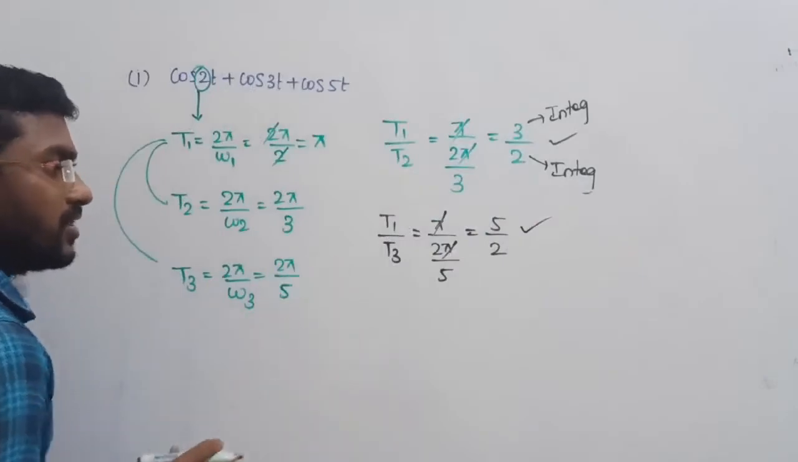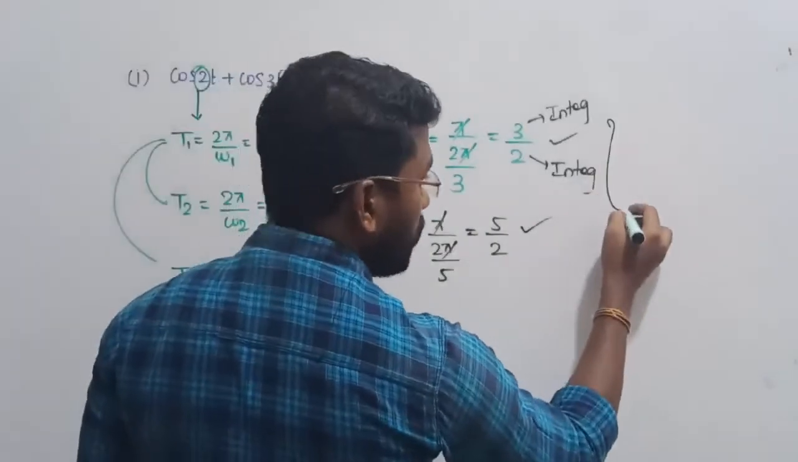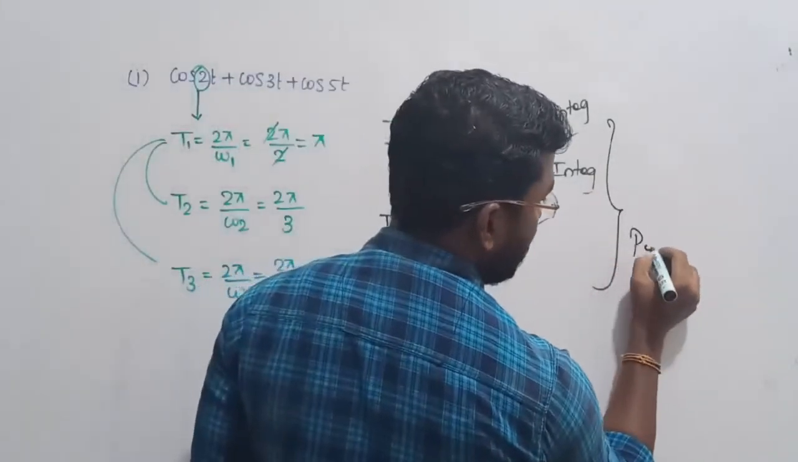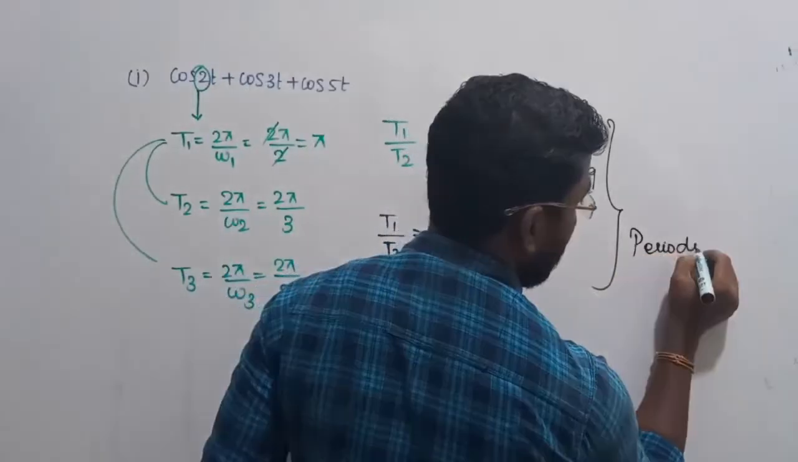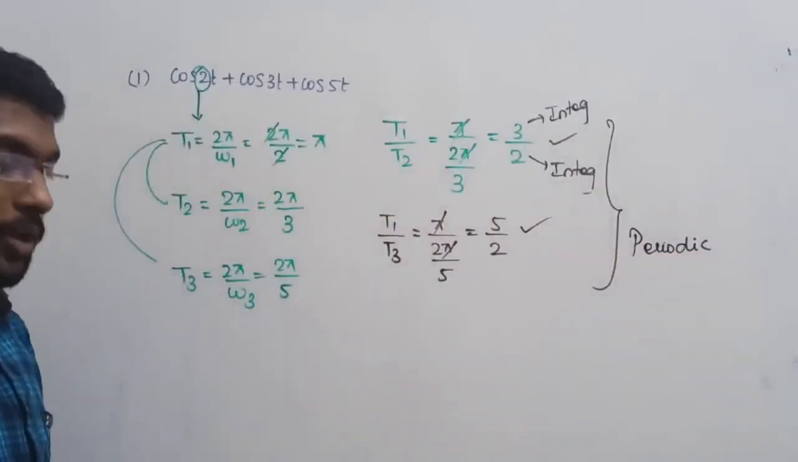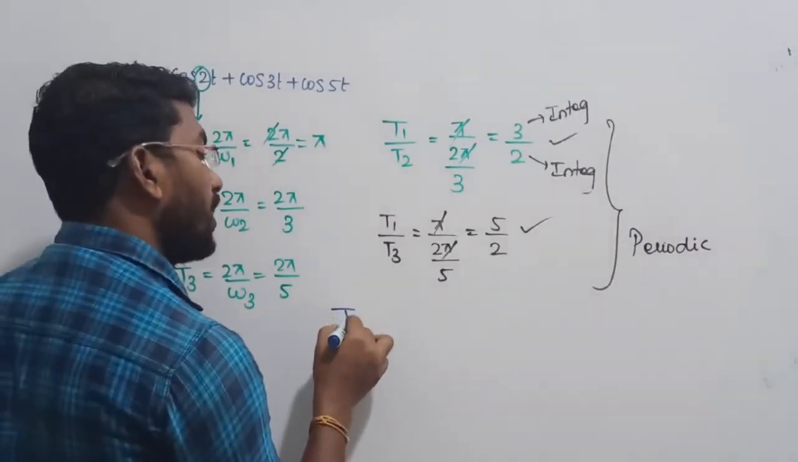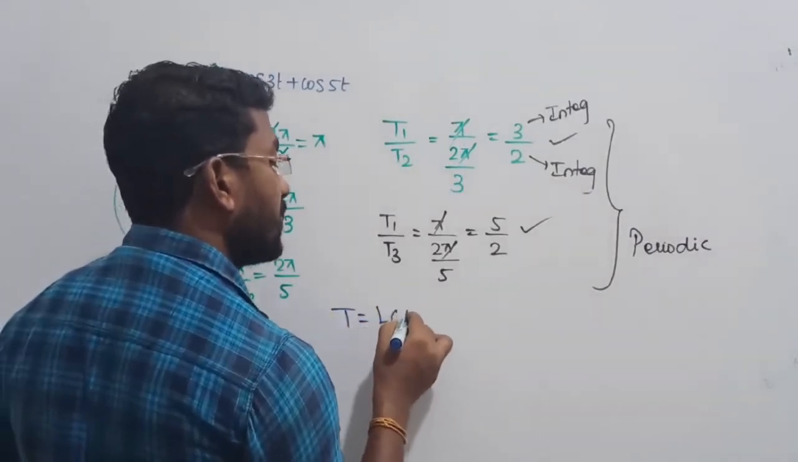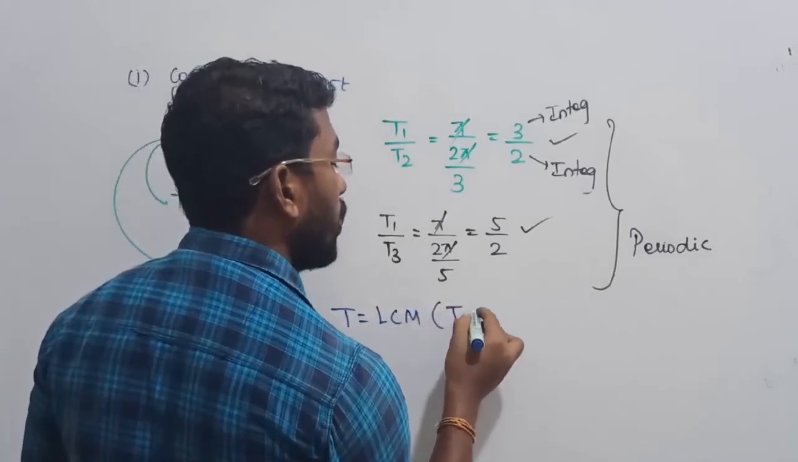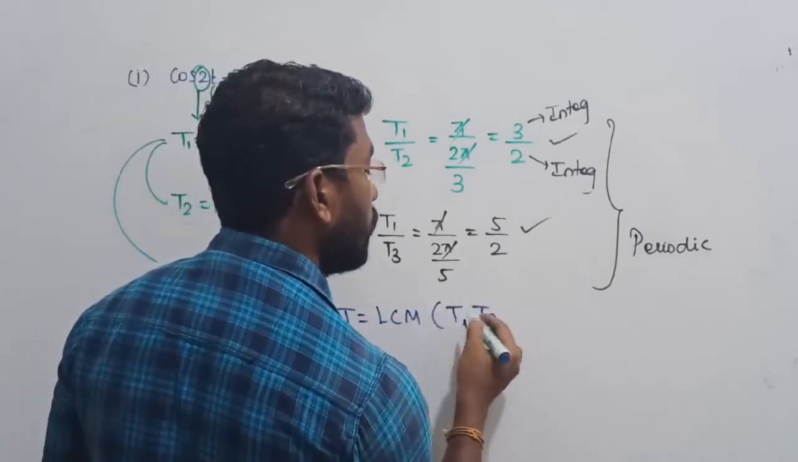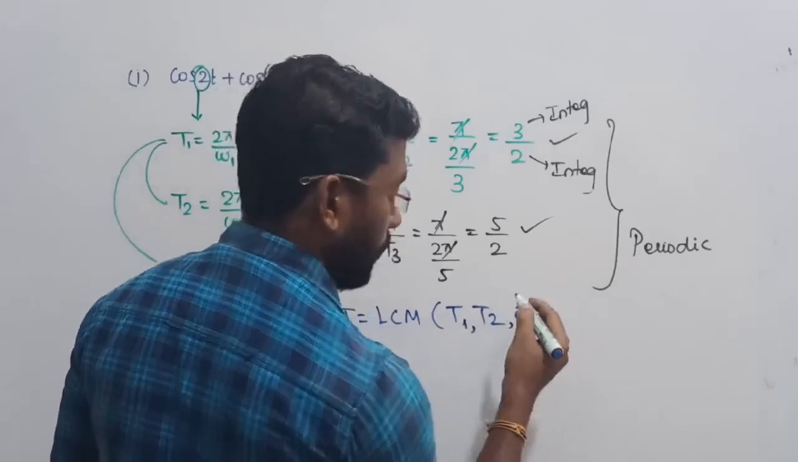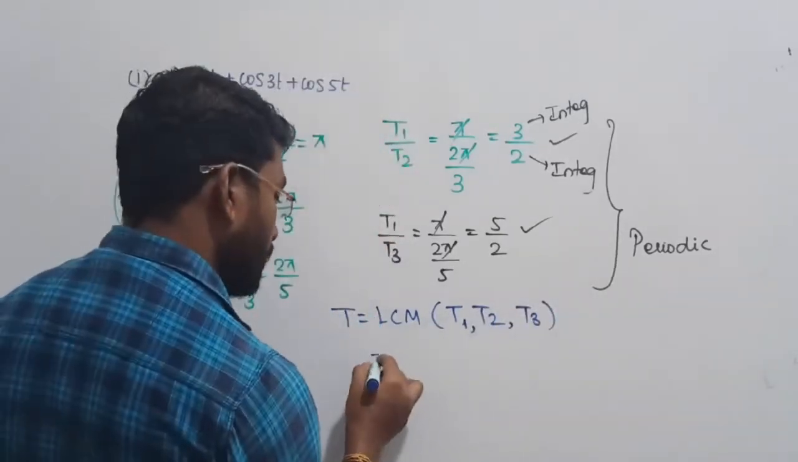Now, with the rational numbers, what will happen? Both are rational. So, as a result, the given signal is said to be a periodic signal. For a periodic signal, how will you find the fundamental time period? The time period T is just the LCM of T1, T2, T3. Shall we take it? Yes. Let us proceed.